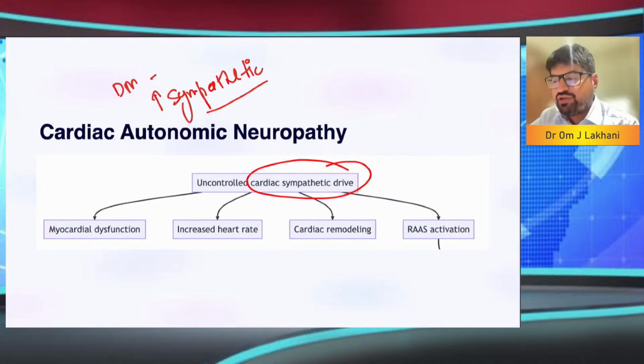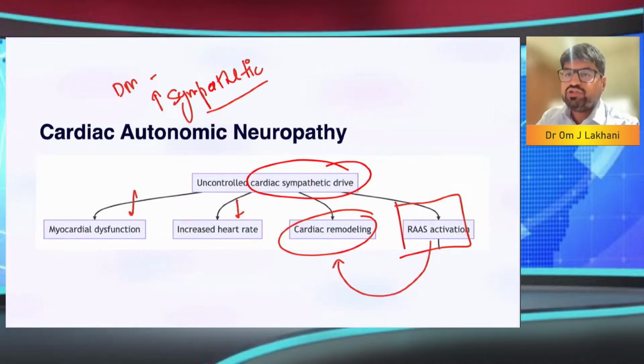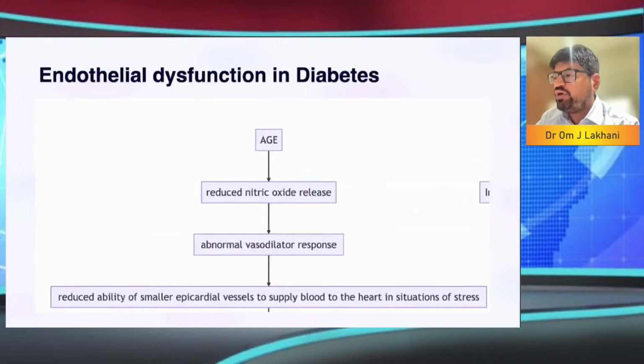Now, increased sympathetic drive can lead to myocardial dysfunction, increased heart rate, and cardiac remodeling. But most importantly, it leads to activation of the renin-angiotensin-aldosterone pathway, the RAS pathway. The RAS pathway is activated by the cardiac autonomic system, and it also contributes to cardiac remodeling and so on, right? Also, the increased sympathetic drive often makes the patient vulnerable to the risk of sudden cardiac death. So these are all things associated with cardiac autonomic neuropathy.